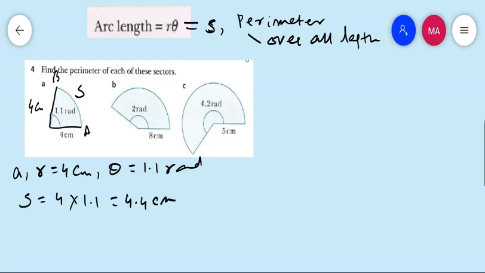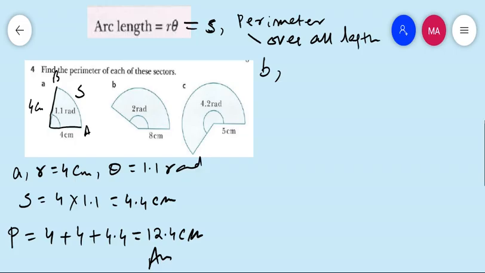But this is not your final answer. Perimeter means what I wrote over here, overall length: 4 plus 4 plus 4.4, and the answer is 12.4 centimeter. This is our final answer of part A. Hope you understand. Come to part B.